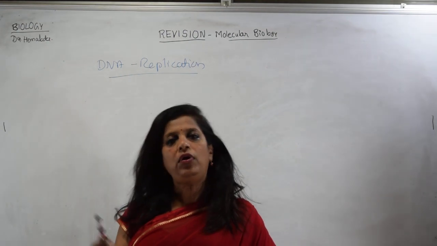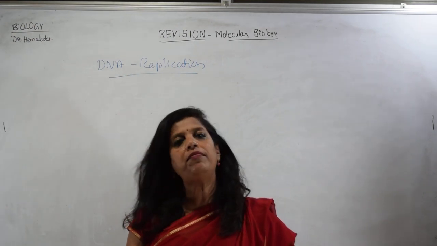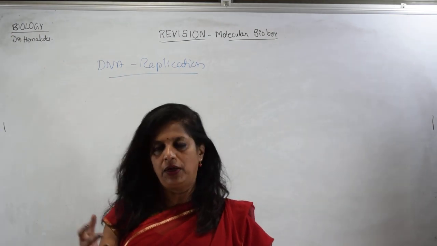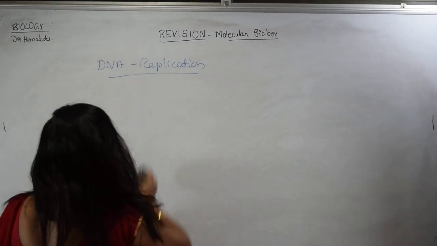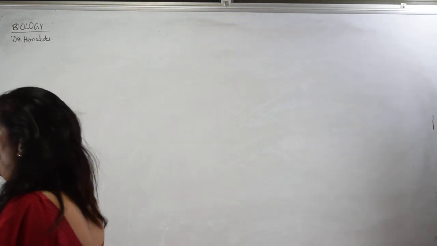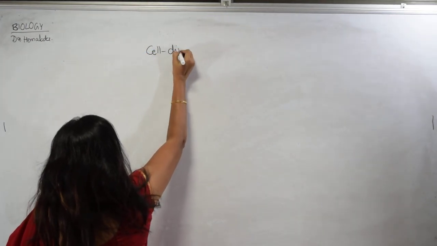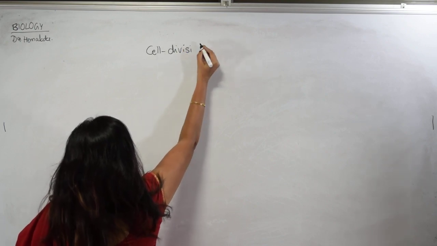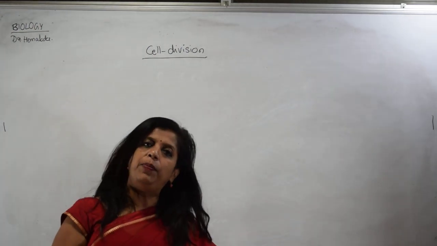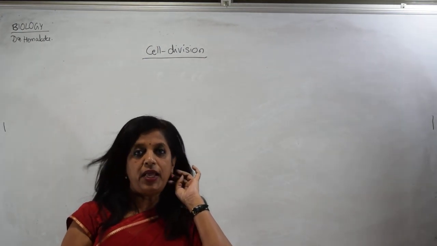So now, before I enter into replication, I would like to give you something about cell division, because I often explain mitosis and meiosis, whose background is the first PUC part. Instead of saying it's a revision, I will say I will be doing something on cell division. This is important for you in examination, so it is mitotic and meiotic cell division. This is the first PUC part.